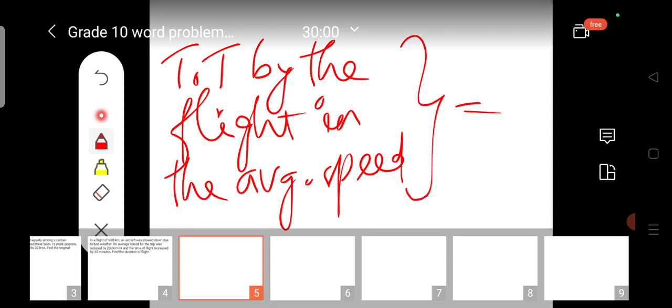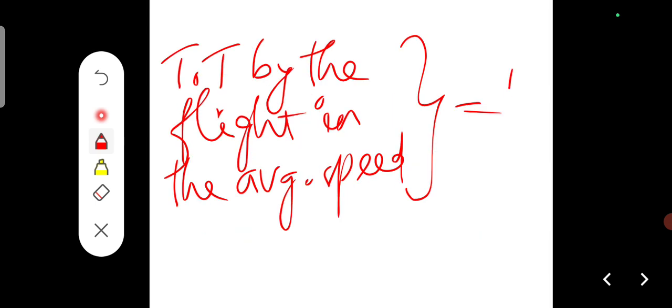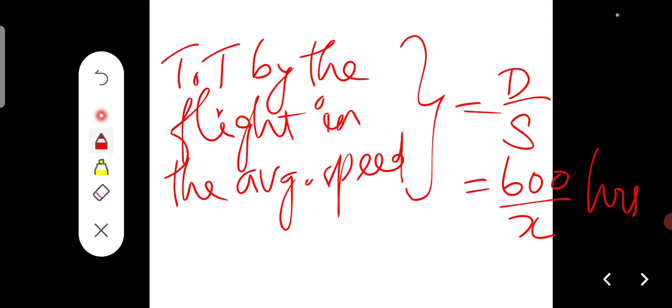We have distance and average speed to calculate the time. Distance by speed, so 600 by x hours. So time taken by the flight in the average speed is 600 by x hours.